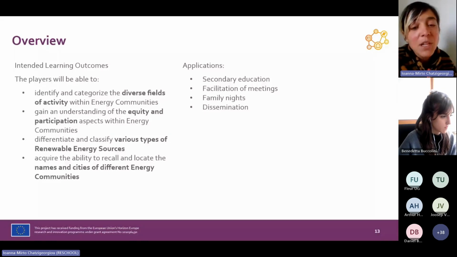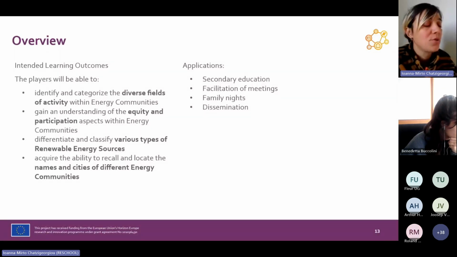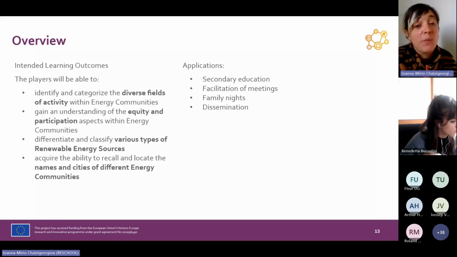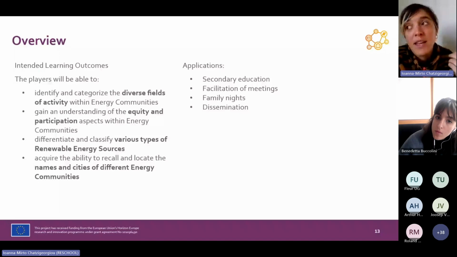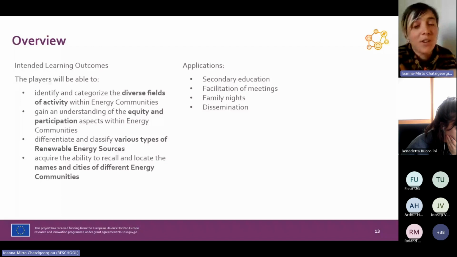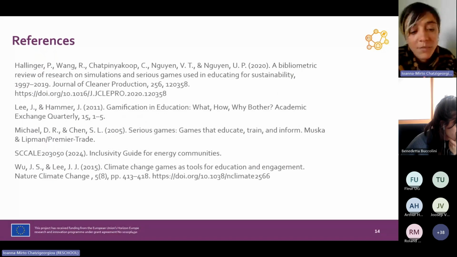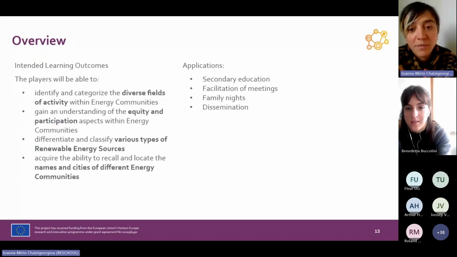And where could we use this game? We could use it in secondary education, of course, to start talking about the energy communities, but we could also use it in the facilitation of meetings. For example, in a workshop we are having with interested people, we can start with a game like this, which could be ice-breaking or energizing. We could also use it at a family night to discuss energy communities, and of course as a dissemination tool to spread the word about energy communities in exhibitions or multiplier events. Yeah, that was all for me.